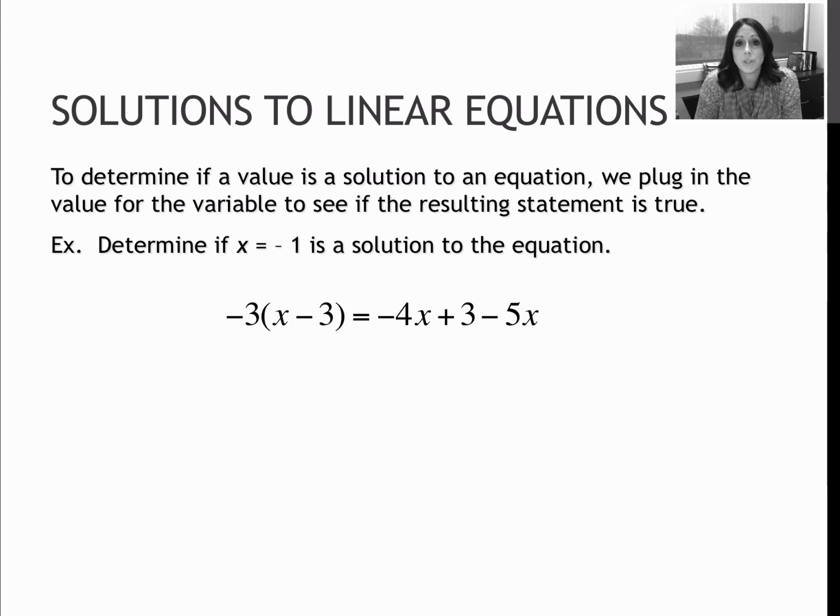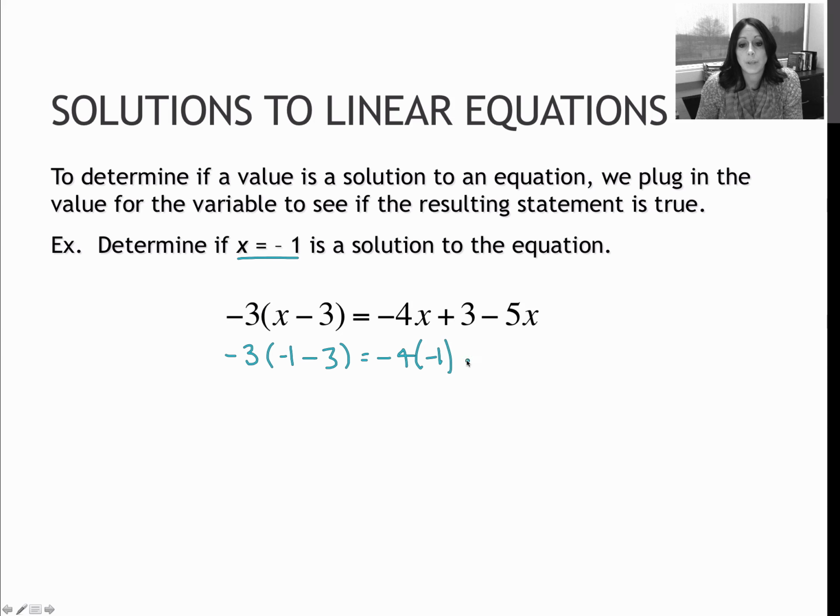The first thing we're going to do is to determine if a value is a solution to an equation. If the value that is given to us is a solution to the equation, then when we plug it in, both sides should equal each other. So let's work through this first one together. When I have x equals -1, that means I'm going to rewrite the equation, and everywhere I see x, I'm replacing it with -1.